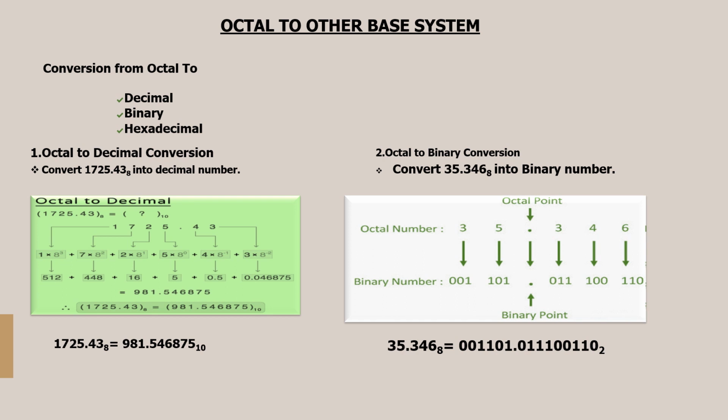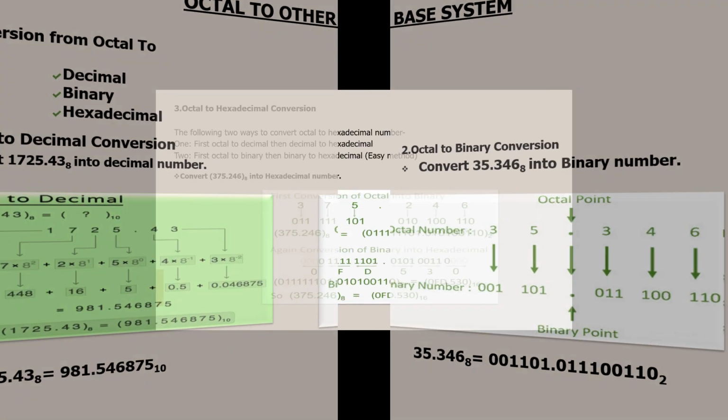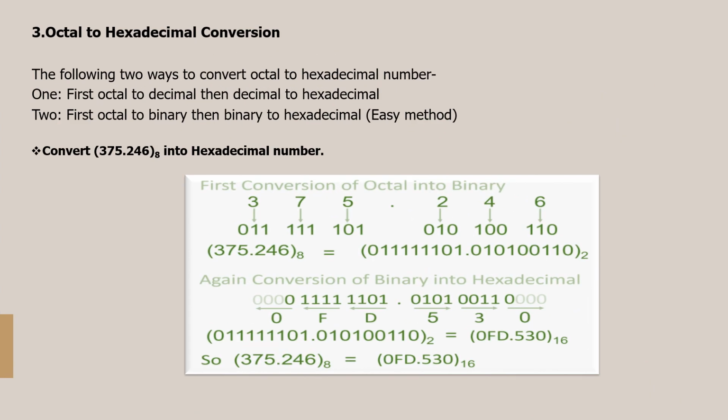Then octal to binary conversion. For each octal digit, convert it into the corresponding binary digits. Then the next one is octal to hexadecimal conversion. That means first convert the octal to decimal, then decimal to hexadecimal. Or first convert the octal to its binary number and then binary to hexadecimal. So there is a two-step conversion.